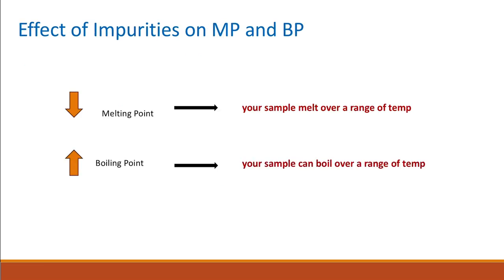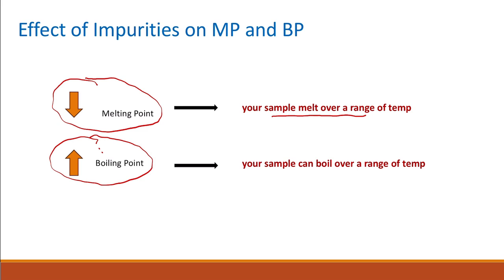Remember that impurities will decrease the melting point of the substance and the sample will melt over a range of temperature. However, it will increase the boiling points of the substance and the sample also can boil over a range of temperature. Formulation is a different thing.